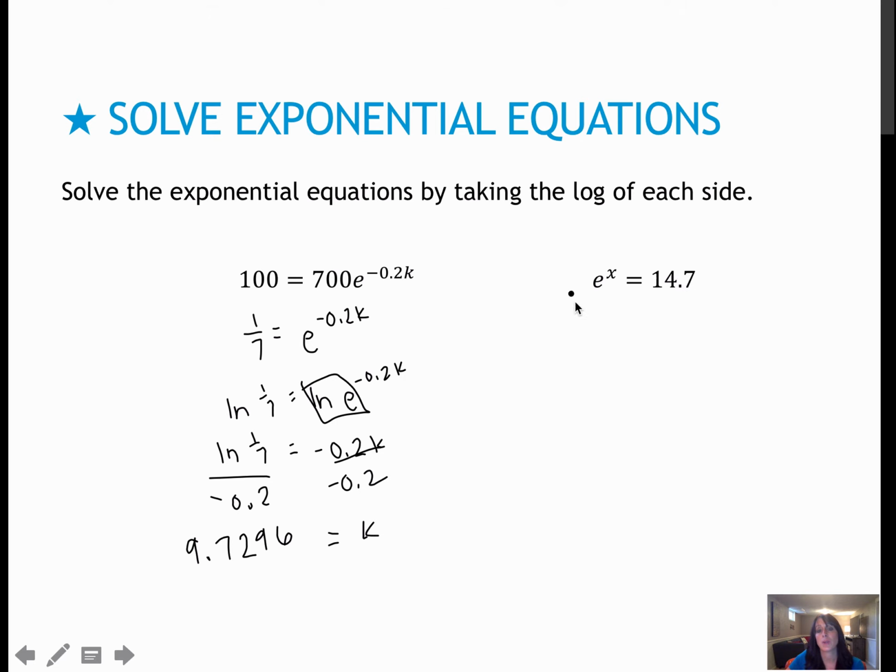For the next one, this one's a little bit easier. I'm just going to go straight to taking the natural log of each side. On this side, that just gives me x. So x is the natural log of 14.7. And then I'm just going to use my calculator to find a decimal equivalent of that. And that would be about 2.6878.